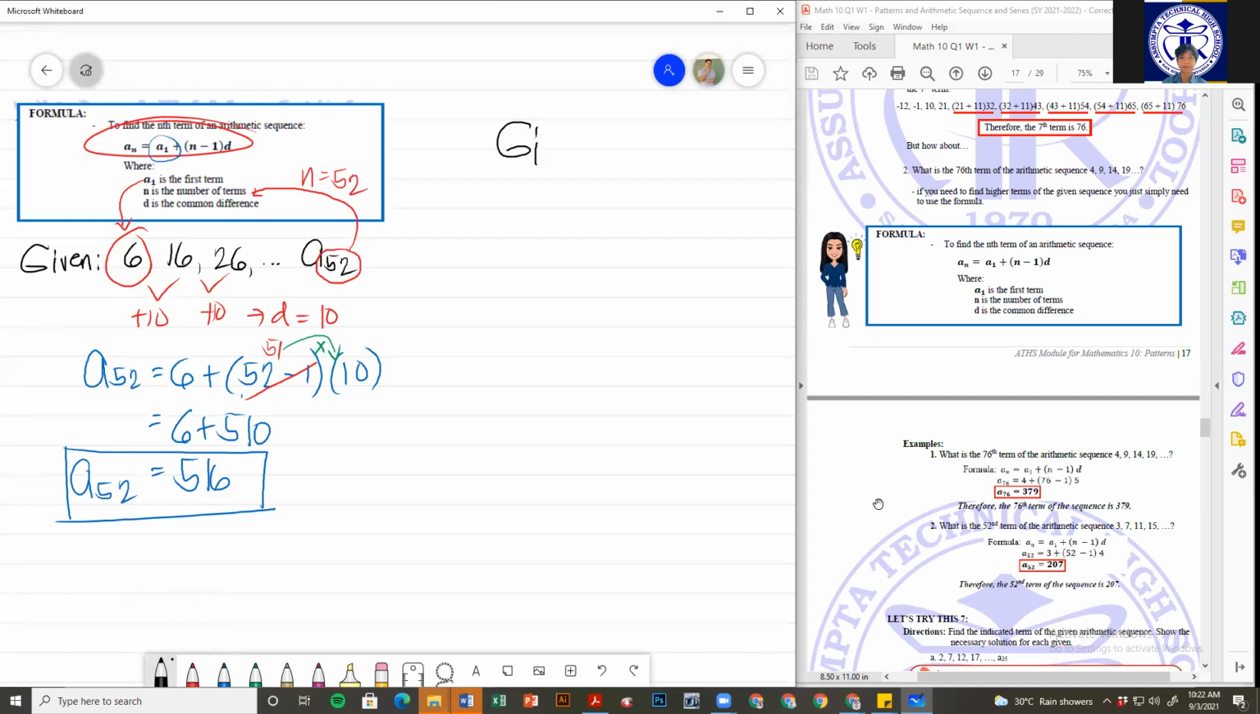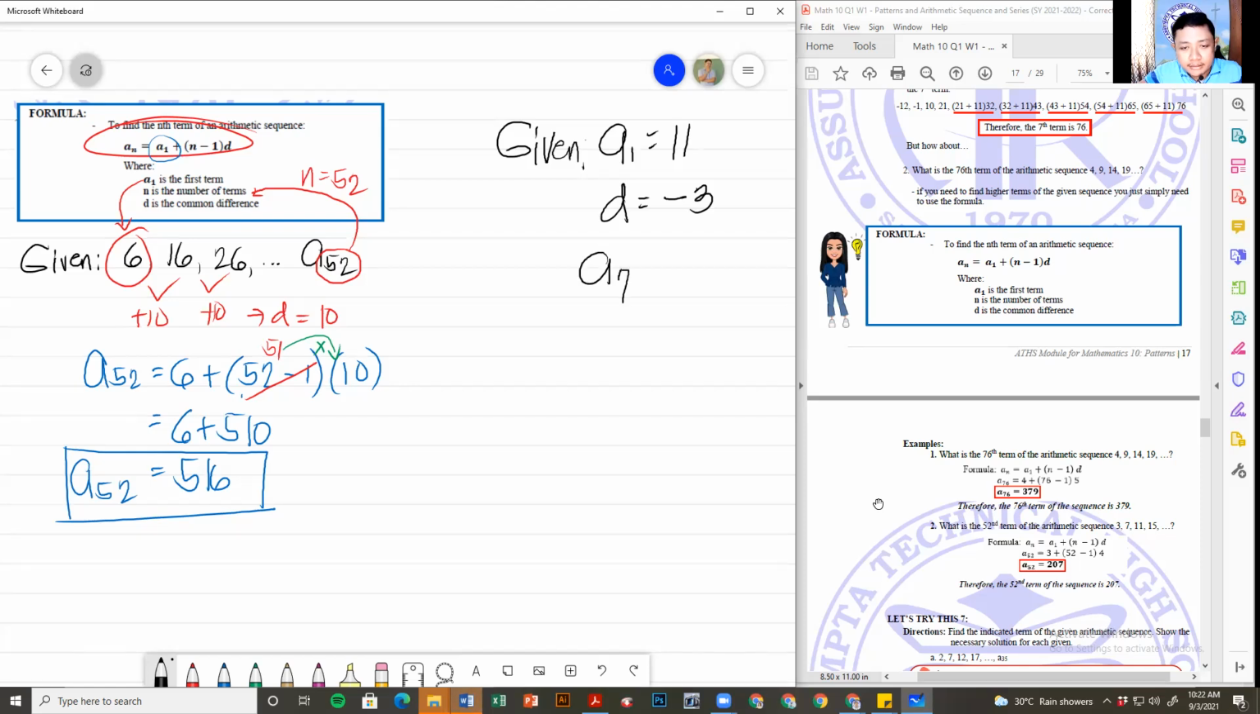Given: A sub 1 is equal to 11. The common difference d is negative 3. And I would like to ask you to find the 74th term. Go.